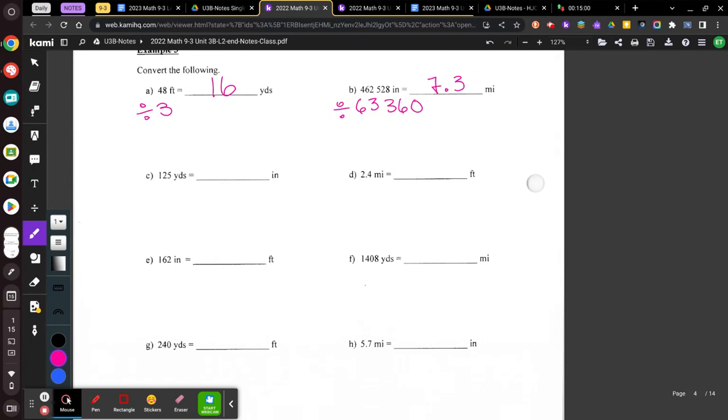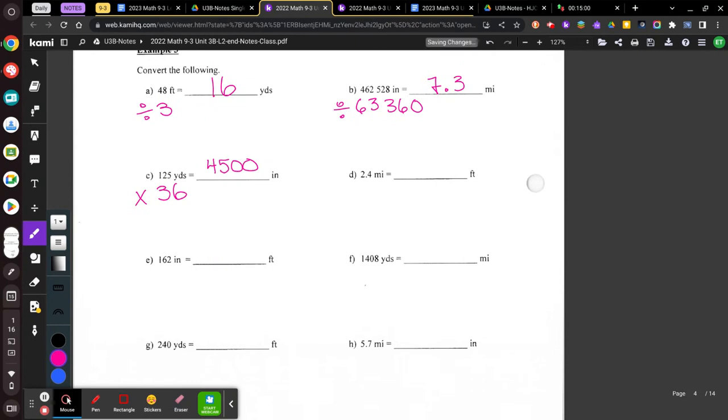Okay, yards to inches. So if I've got yards, I find inch, I find where they meet on the chart, I get the number 36. But I'm going yard to inch this time. So now I times by that number 36. Okay, so you find the number in the chart and then you find out if you're going up to multiply, down to divide. So I'm going to multiply it by 36 and that's going to give me 4,500.